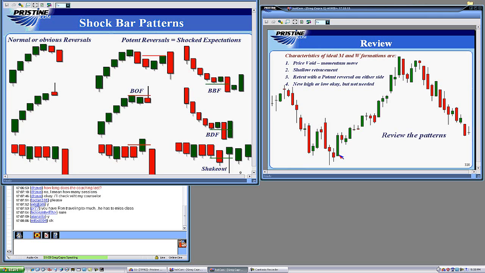Look for potent reversals on one side or the other. We look for breakout failures. Here, a breakout and a failure. Or sometimes breakdown failures. We look for pivot lows to form that have established support, or pivot highs to form that establish resistance, that then get retested, and we see confirmation, in this case that sellers step up again, over here where buyers step up.